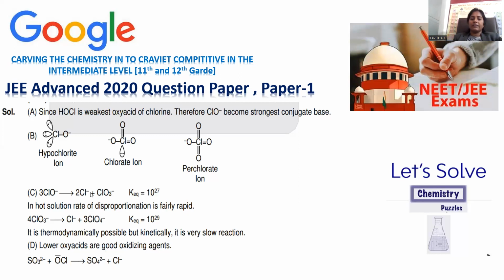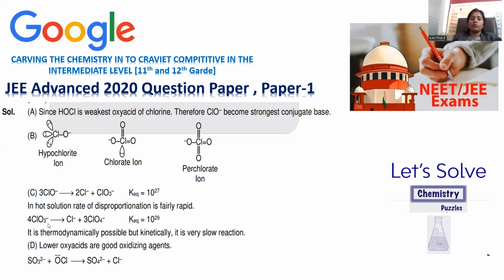Cl minus is negatively charged. In ClO3 minus, you can notice what charge is there: plus 6 minus 1, so plus 5 charge will be there. Here minus 1 and plus 5, so it is a kind of disproportionation only. One chlorine has a minus 1 charge, another chlorine has a plus 5 charge. One is oxidized, one is reduced. This is a disproportionation only.